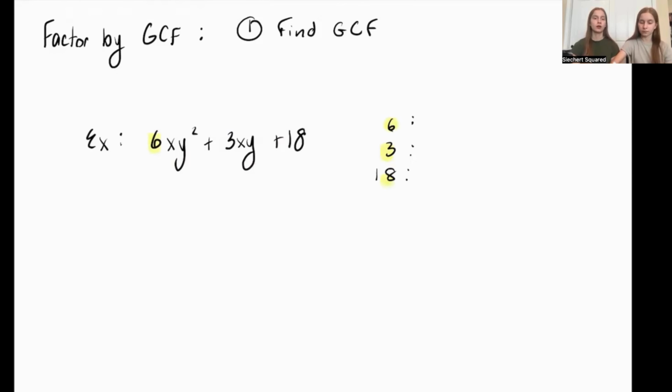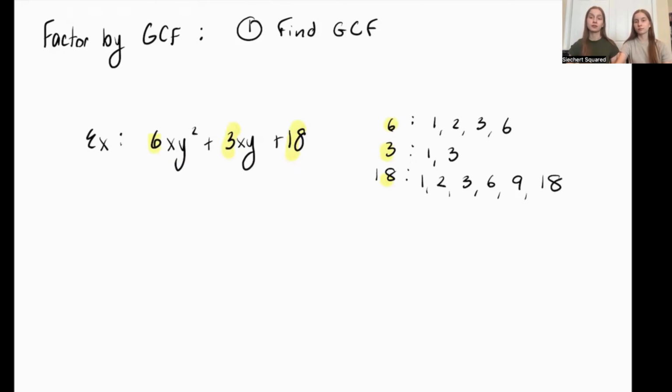Now, for our coefficient of 6, the numbers that can divide 6 are going to be 1, 2, 3, and 6. 3 is a pretty small number, only 1 and 3 go into it. 18, we have 1, 2, 3, 6, 9, and 18. So again, even though there are now 3 lists, we want to find the biggest number that is in common on every single one of these. And all of them actually have a 3. They also all have a 1, but 3 is bigger than 1. So we're going to say that for our GCF, we have a 3 in it.